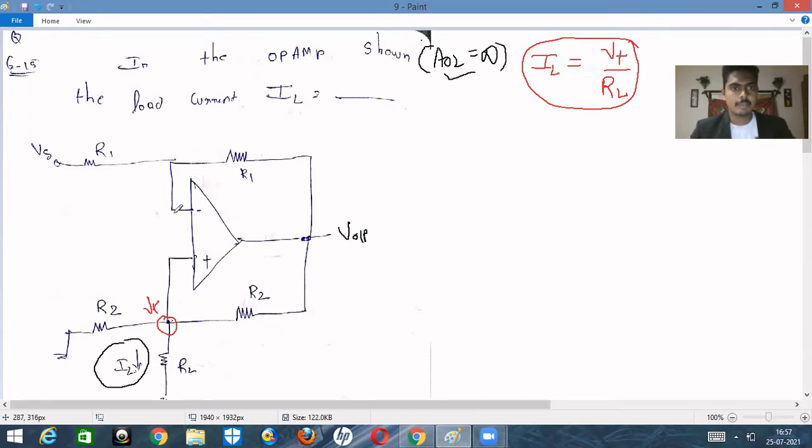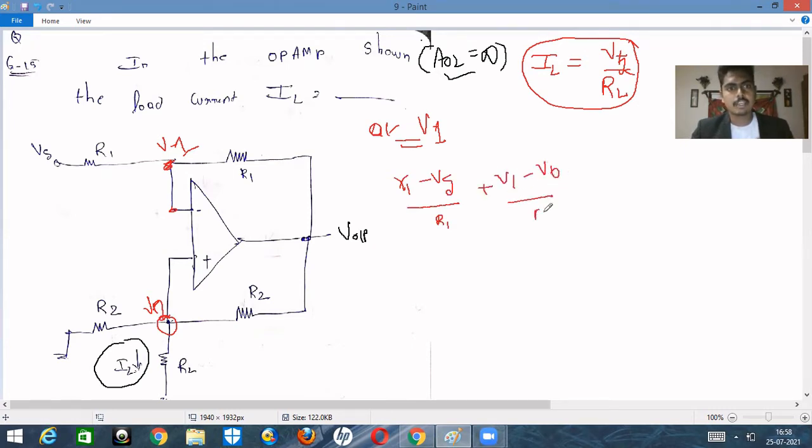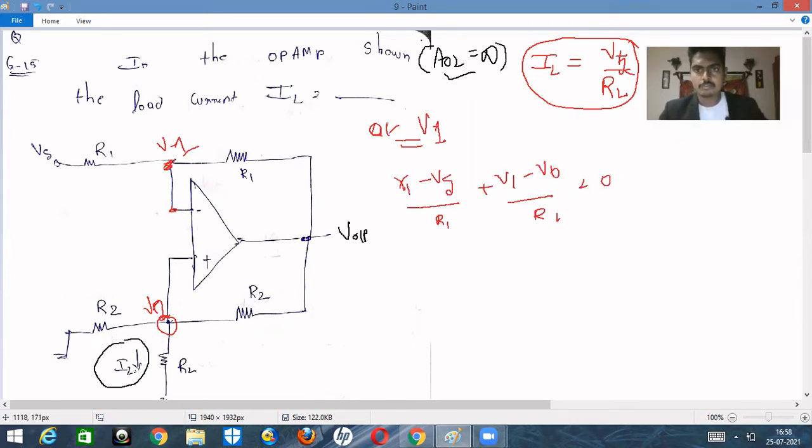This is nothing but V minus. So we write V minus over here and apply KCL at V minus. Let us suppose V minus is V1, and V plus is V2. If we apply KCL at V1, what will happen? V1 minus Vs upon R1, plus V1 minus V0 divided by R1, this is also R1, is equal to 0, isn't it?